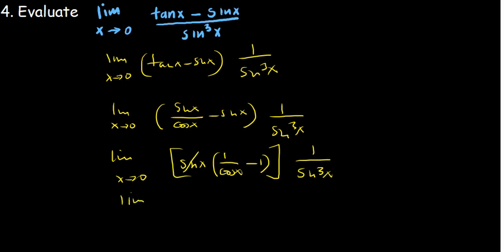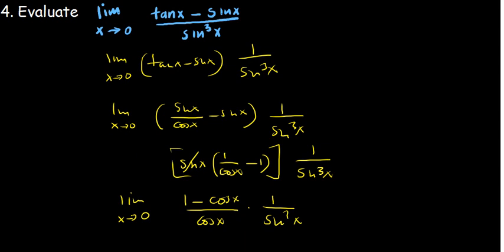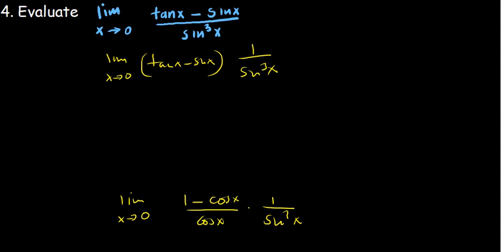That will give us the limit as x approaches 0. So that will give us, we can also add this. That will give us (1 minus cos x) divided by cos x, multiplied by, this is going to be now 1 divided by sine squared x.